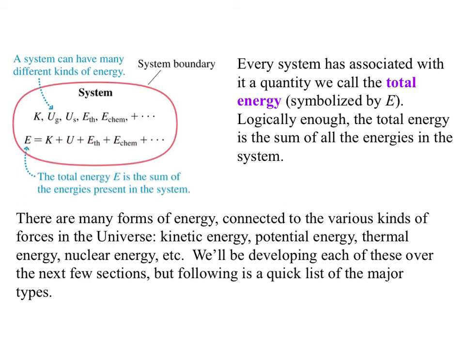We haven't shown it yet, but energy is a scalar. All the types of energy are scalars, so this is a simple arithmetic sum. You don't have any weird tip-to-tail stuff or any kind of dimensional stuff going on. You can just add them like numbers.